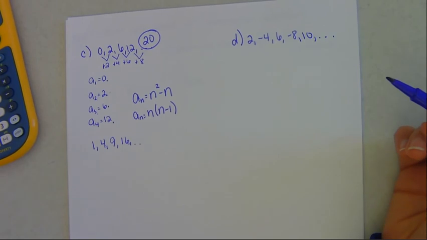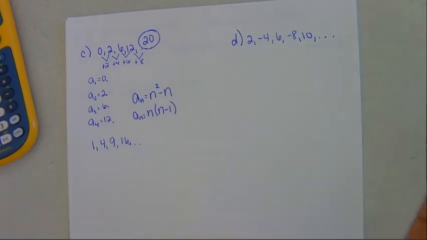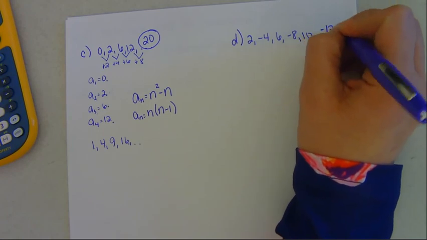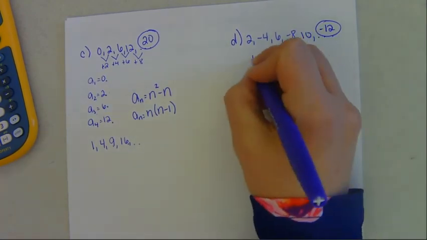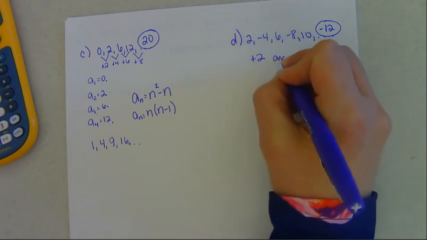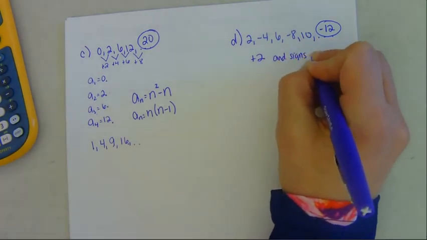All right, so this last one here is pretty tough. Go ahead and pause the video, try to figure out just what the pattern is. So now you're coming back, and hopefully you're realizing that the next term in the sequence is negative 12. Have you figured out what the pattern is? Have you figured out that you're adding 2 each time and the signs are changing?